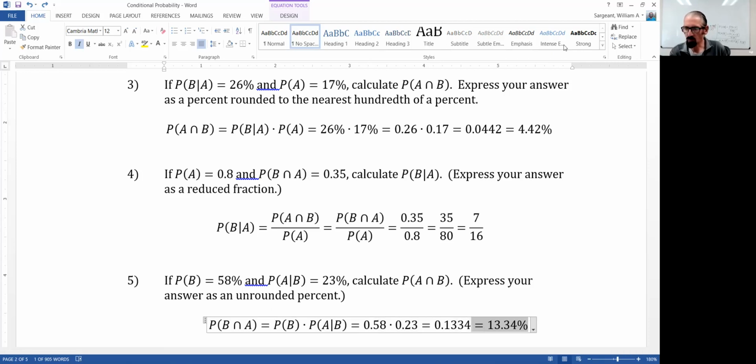Usually probabilities go 4 places when expressed as a pure decimal. When expressed as a percent, that would be equivalent to the hundredth of a percent.